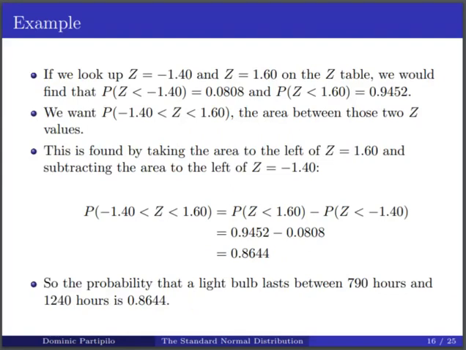When we do that, we take the area to the left of 1.6 minus the area to the left of -1.4, which we determined were 0.9452 and 0.0808. So we're going to get 0.8644 here. So the probability that a light bulb lasts between 790 hours and 1240 hours is 0.8644, or there's an 86.44% chance that the light bulb lasts between 790 hours and 1240 hours.